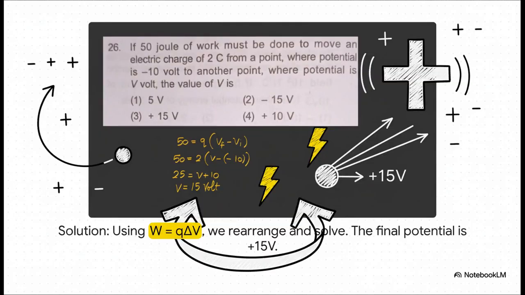We just bust out our potential difference formula, W equals Q delta V. We can plug in the work and the charge, solve for the change in potential, and from there, it's easy to find the final potential. And the answer is positive 15 volts. See how powerful that shortcut is? We didn't need to know anything else.